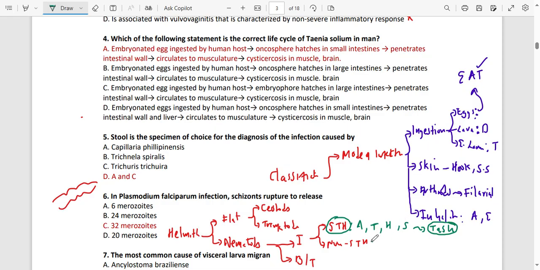For those that are non-soil-transmitted, you don't transmit them in the soil. You have Enterobius vermicularis and Trichinella.